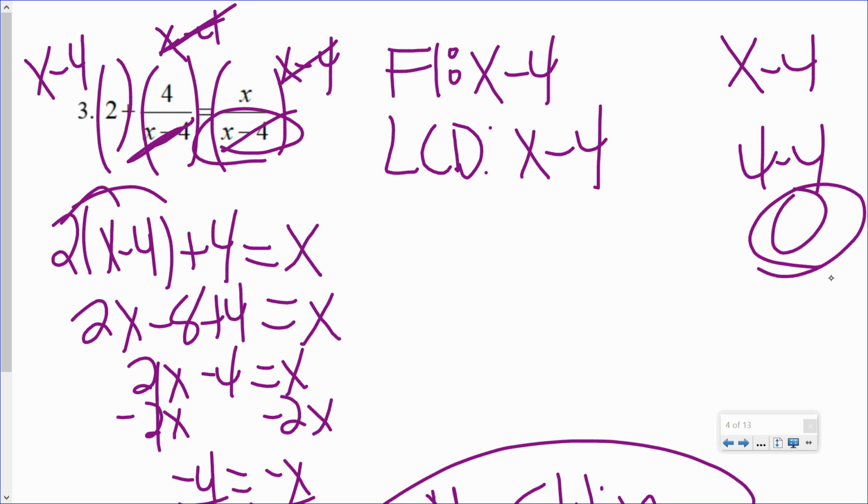So to get rid of fractions, multiply by the LCD. When it comes to variables, you're going to multiply by all of your factors. There only was one factor here, so my LCD was x minus 4. Make sure you're multiplying everything by x minus 4. Get your denominators to cancel, and clean up whatever you have left.